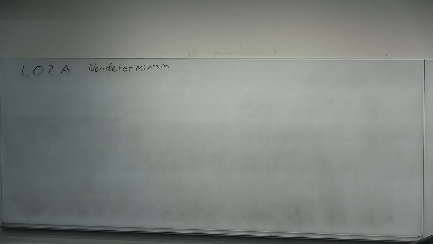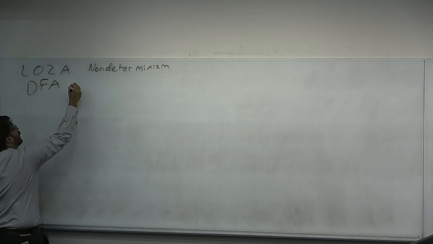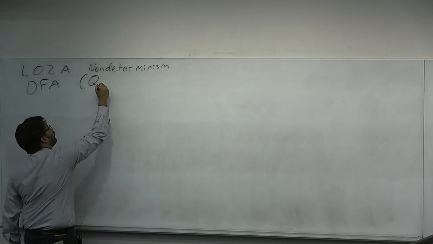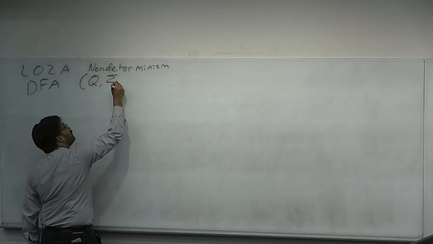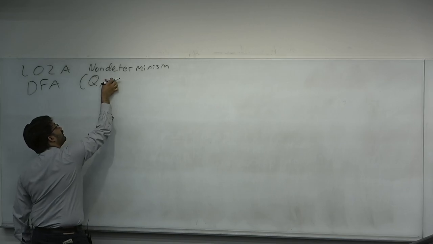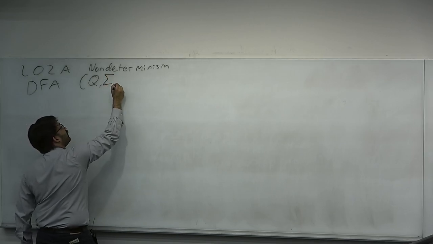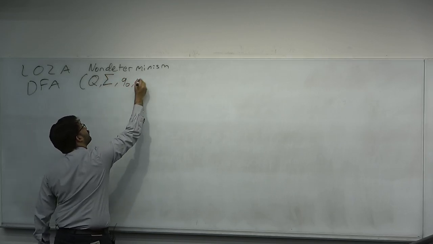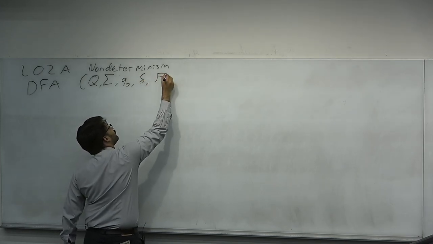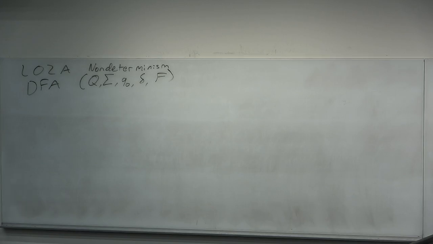So recall the formal definition of a DFA: we had a Q, a finite set of states; sigma, a finite alphabet; a designated start state; a transition function; and a set of final states. That was the tuple with which we defined a DFA formally, even if it had a really nice state diagram picture. And of these parts, what's the most important part to change?